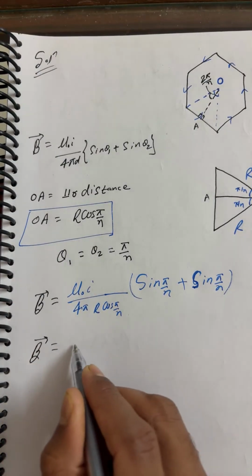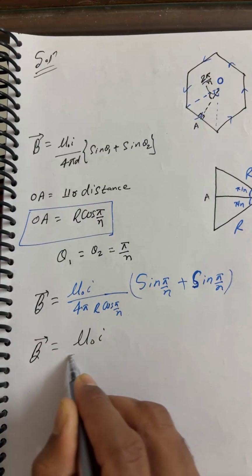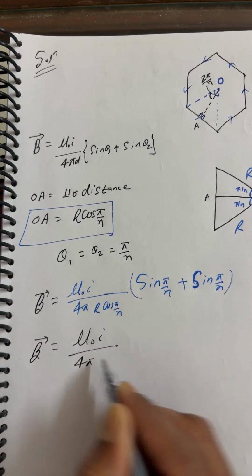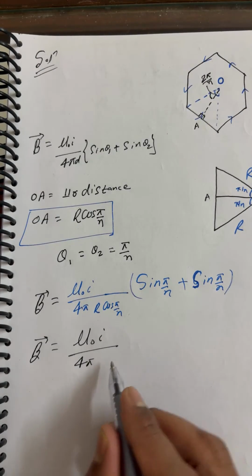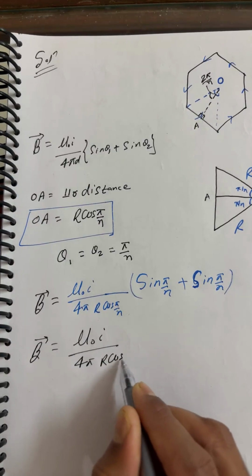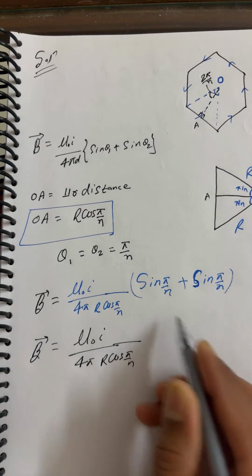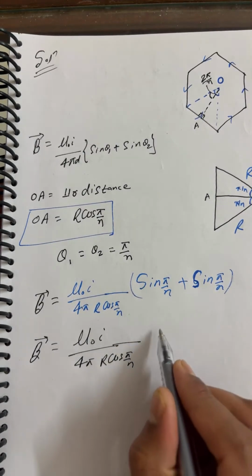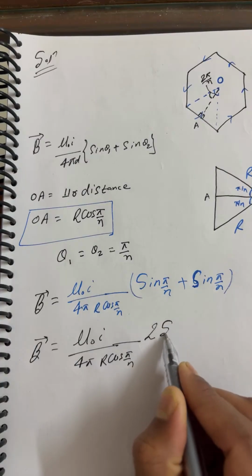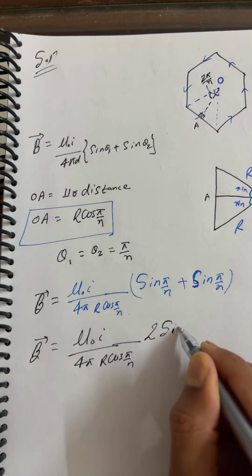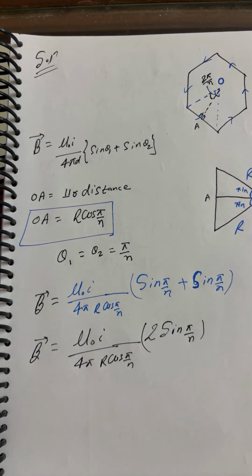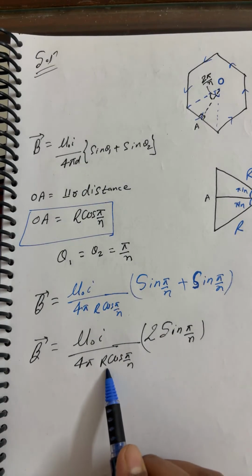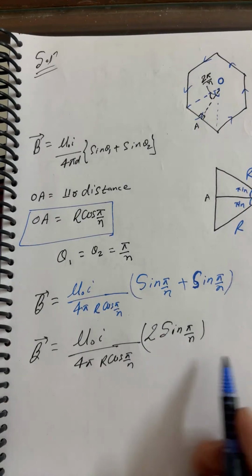That is magnetic field B, which is equal to mu naught into I by 4 pi r cos pi by n, and you can simply add, so this is twice sin pi by n. You have to see this expression carefully: sin pi by n over cos pi by n becomes tan pi by n.